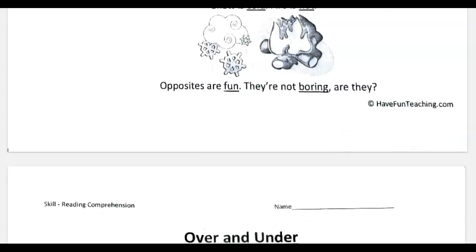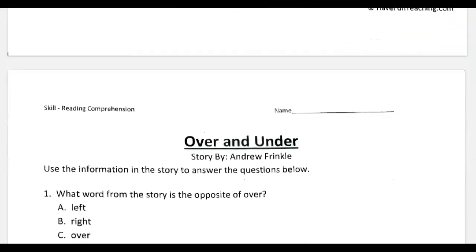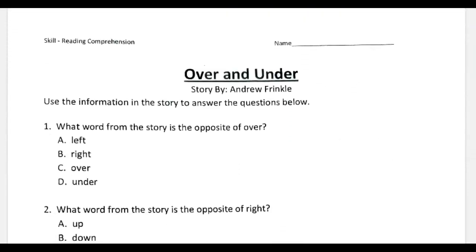So let's move on to our questions. Number 1. What word from the story is opposite of over? So we have left, right, over, and under. So we could take over away from our choices since we're looking for the opposite of it. So what do we think the opposite of over is? Is it left, right, or under? A, B, or D? The opposite of over is under.